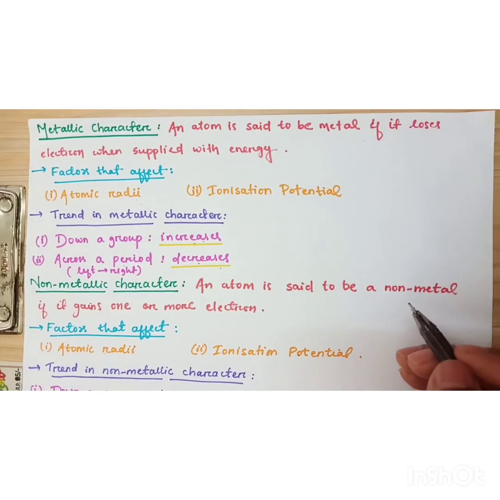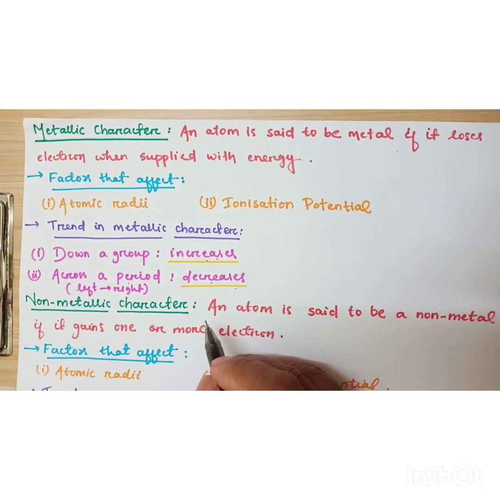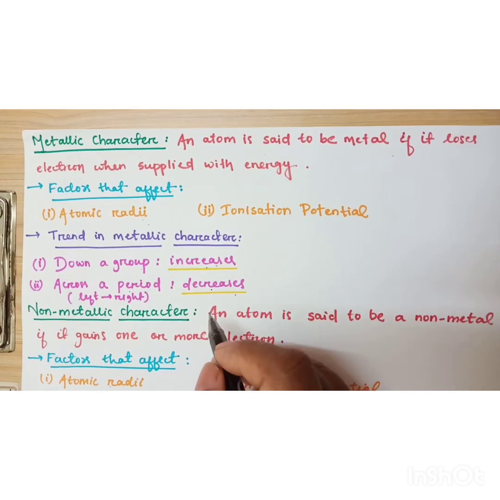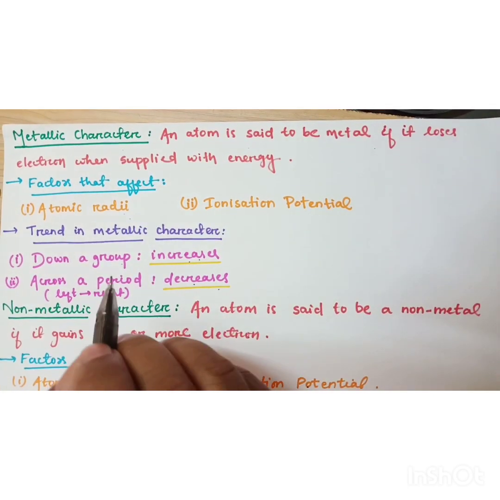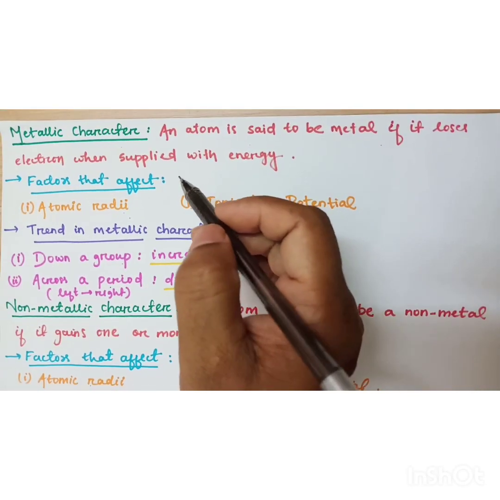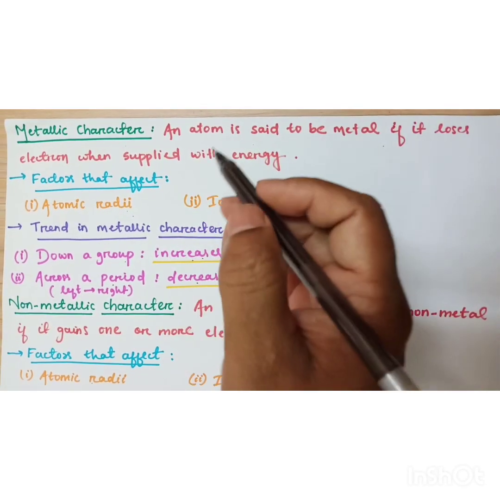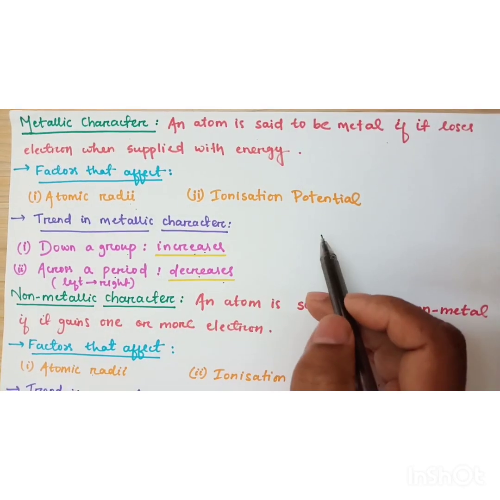So now come to another property, that is metallic character. What is metallic character? An atom is said to be a metal if it loses electrons when supplied with energy. Those that easily lose electrons are metals. That is metallic character. The factors are atomic size or atomic radius and ionization potential.